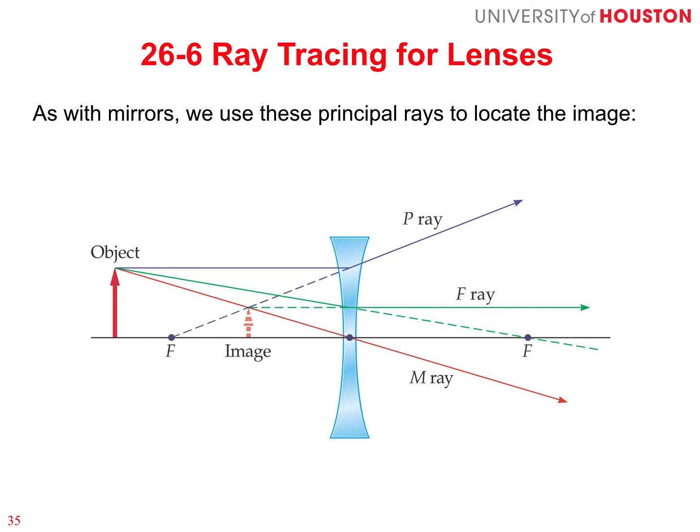Here we have an example of an image formed by a concave lens. We draw out the P, F and M rays from the object, and we find that when they are refracted, their projected rays can be used to determine the position of the image. This will happen where all the dashed lines essentially cross, and we can determine both the distance and the size of the image using this method.